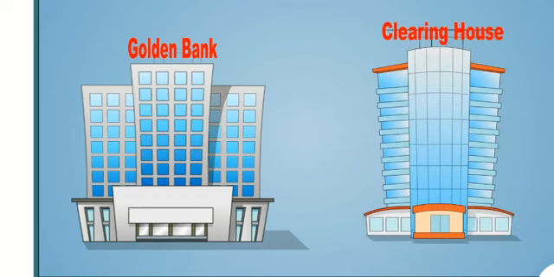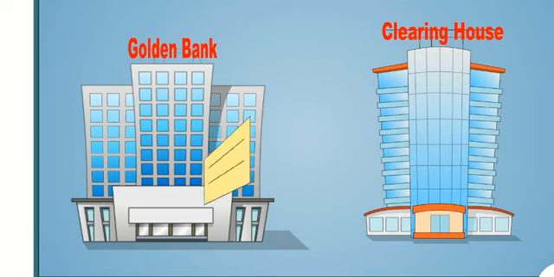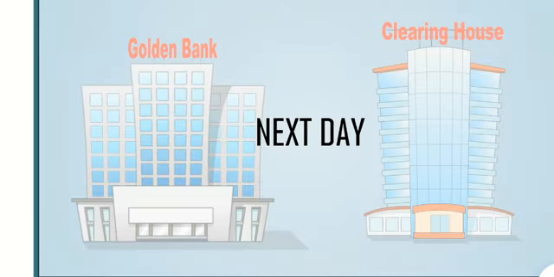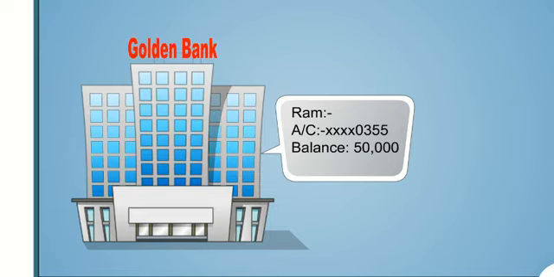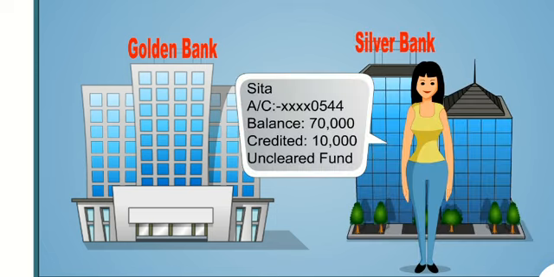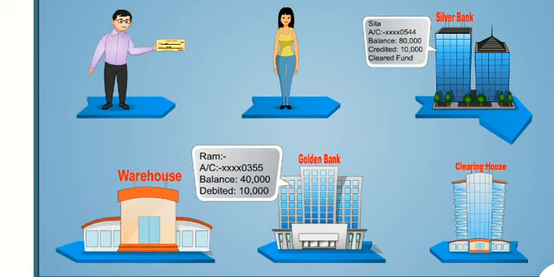So, the clearing house will collect all the checks coming from Golden Bank and send them back to Golden Bank. On the next day, the check reaches Golden Bank. After checking the check and also Ram's account for sufficient balance, Ram's account is debited of rupees 10,000. Sita's account shows cleared funds on the next day. Cleared funds means that the check has been cleared and the funds are actually present in her account. And this is how checks are cleared using the traditional method.